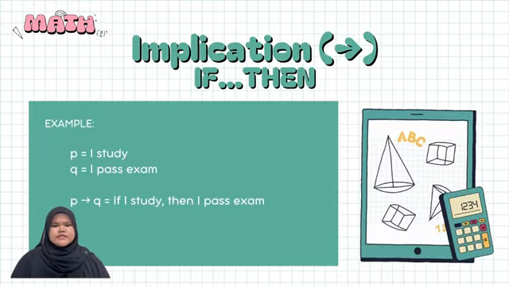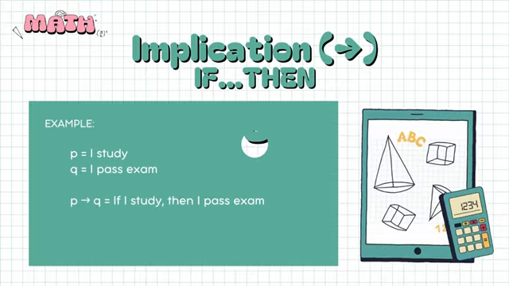As for the next symbol, it is implication. Example, P: I study, Q: I pass exam. P implies Q. If I study, then I pass exam.